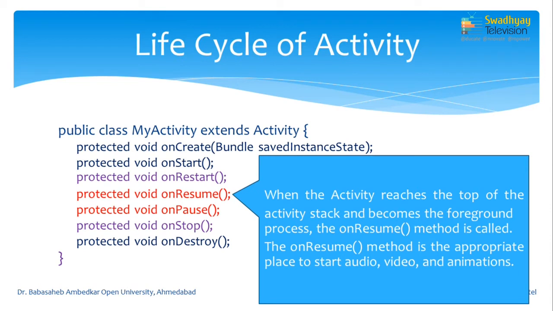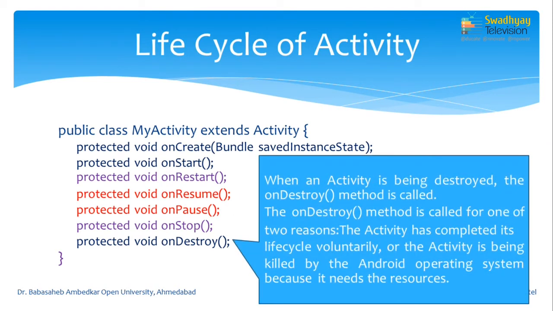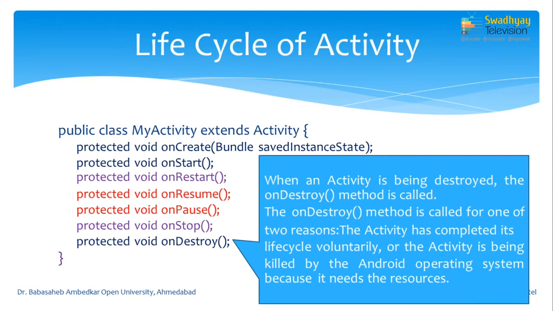onResume is called whenever an activity comes from the background to the foreground, and whenever you start another activity from within an activity, that activity is paused and the other activity resumes or starts. onPause is called whenever you stop your activity temporarily. You are not closing the activity, but you are moving to or starting another activity. The onPause method can also be the last chance for the activity to clean up and release any resources it does not need while in the background. So, whenever it goes into the background, before that it calls the onPause method, and when you close your application, then the onStop and onDestroy methods are called.